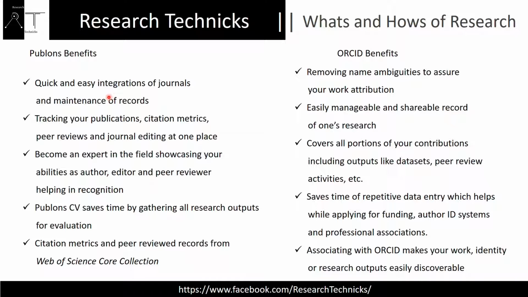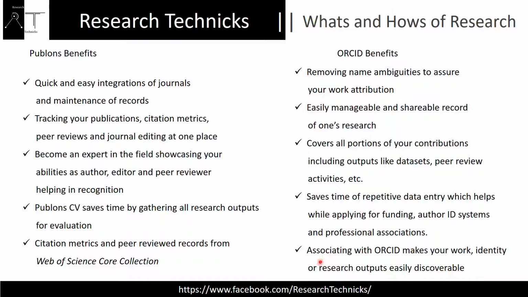I will show you a live example of how and where that can be done. Now both of them save time. Publons saves time by creating a CV, since you have already put everything there, so it will give you a CV. But for ORCID, when you apply for fundings, author ID systems or any professional associations, you have to continuously and repetitively enter everything. With ORCID you have got everything under one ID.